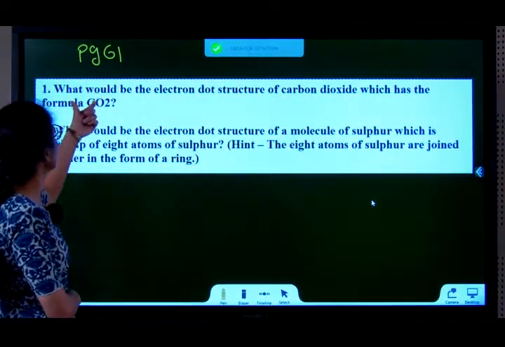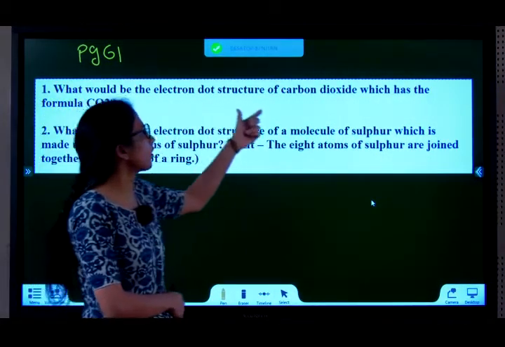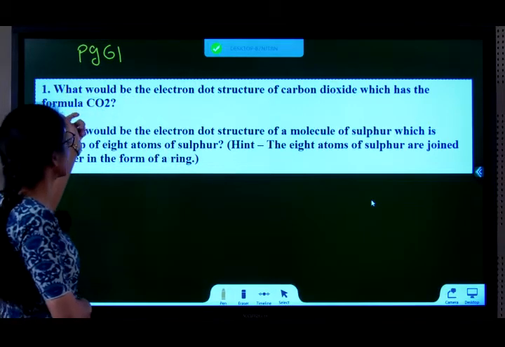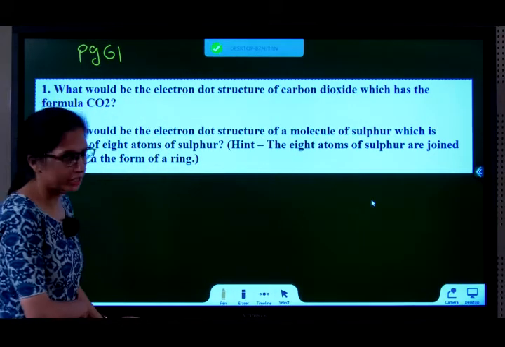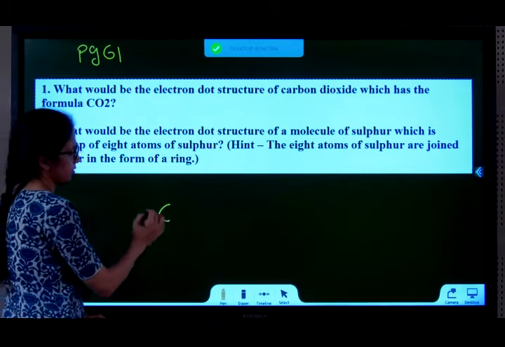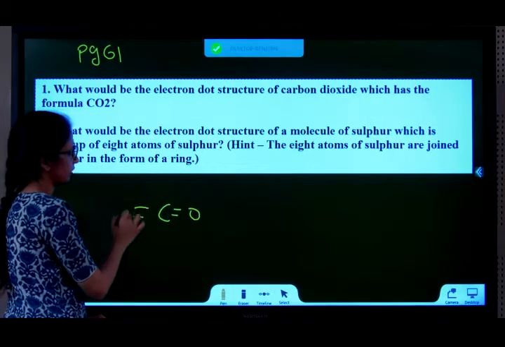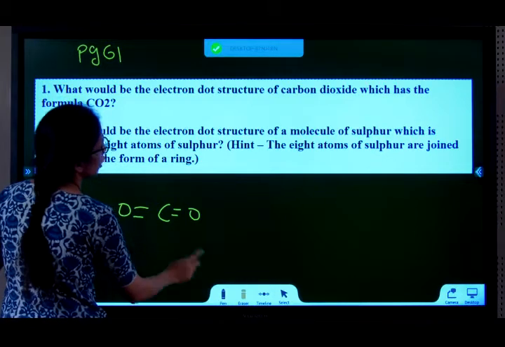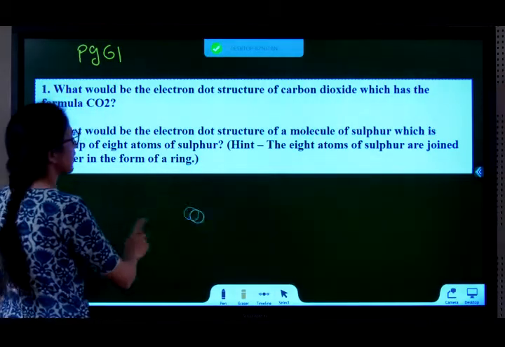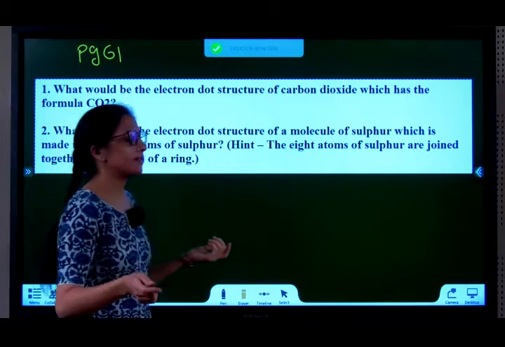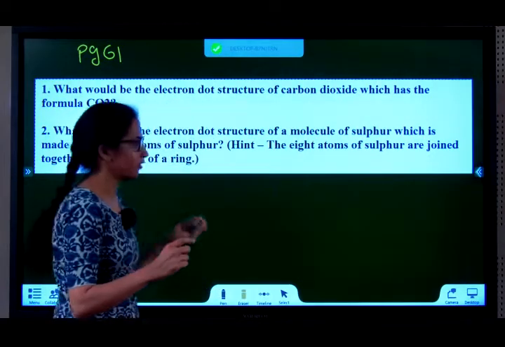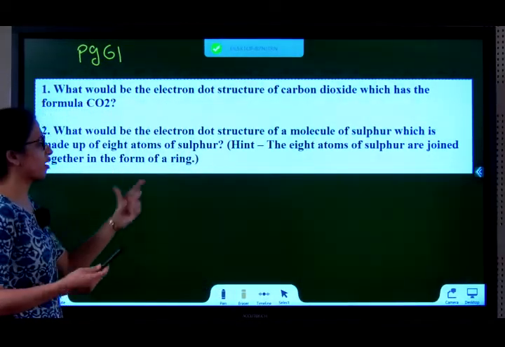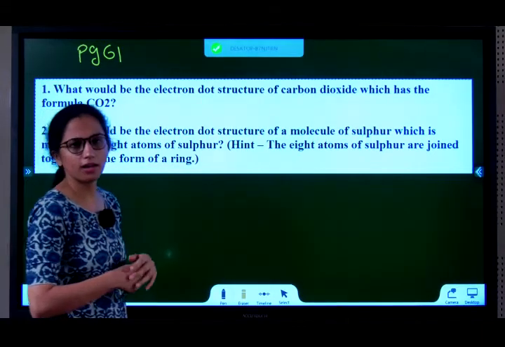Page 61, question 1. What would be the electron dot structure of carbon dioxide which has the formula CO2? We already did it. We drew the structure with the extra electrons. What would be the electron dot structure of a molecule of sulfur which is made up of 8 atoms of sulfur? That is nothing but the crown structure that we drew for sulfur. They've also said it's in the form of a ring, crown, anything however you refer to it.